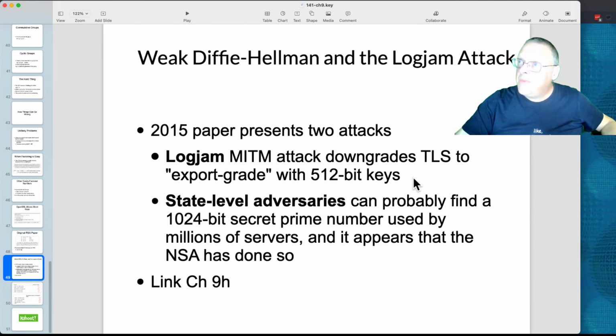Export-grade crypto is something caused by the United States government. And by the way, we just did it again this week. We just outlawed cooperating with NSO Group. They put them on a list of banned countries, so you can't sell them exploits.